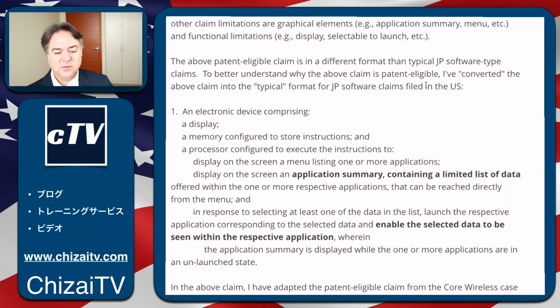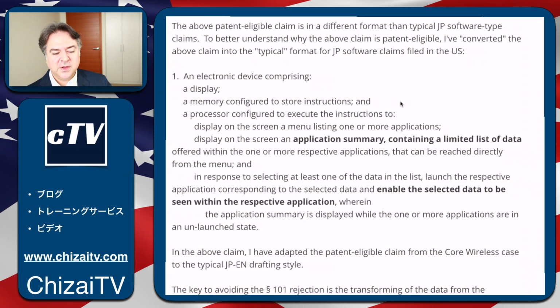So to better understand why it's patent eligible, I converted the above claim to the typical format for the JP software claims that are filed in the U.S. And usually, many companies have an electronic device with a display, a memory, and a processor. And then these boldface text here, this is the transformation. So you have an application summary containing a limited list of data, and then you have the enable selected data to be seen within a respective application.